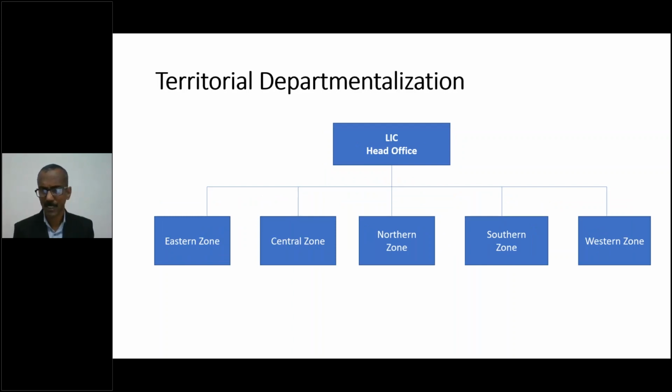Then territorial. When you operate in a vast area, for example, LIC, Life Insurance Corporation of India, operates throughout India, from Jammu Kashmir to Kanyakumari. So the best way to departmentalize is on the basis of the territory, region, geography, eastern, central, northern, southern, western. Now, you may have a doubt how this will benefit LIC.